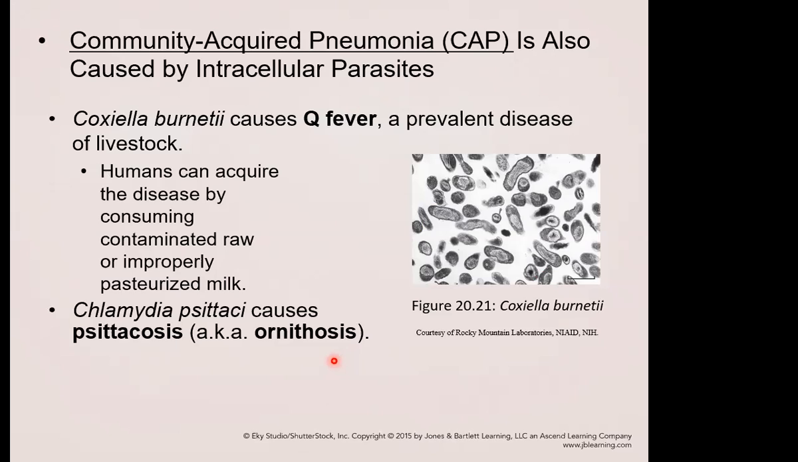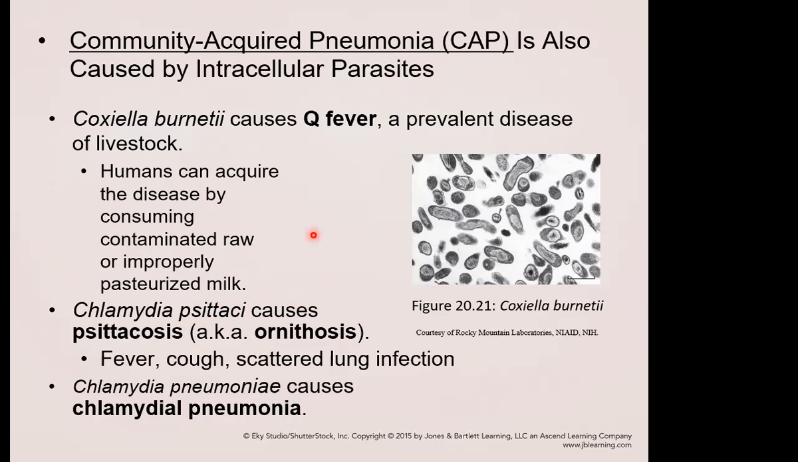Ornithosis, so O-R-N, orn refers to birds. This is a bird disease, but humans can also get it. Chlamydia psittaci. I've tried to pronounce this plenty of times, and that's the best I can get for you. You're going to get scattered lung infections, fever, and cough.